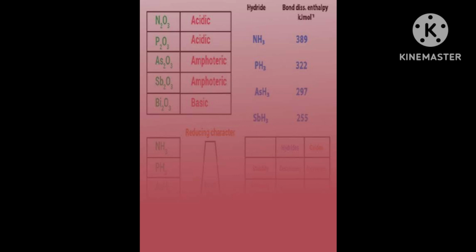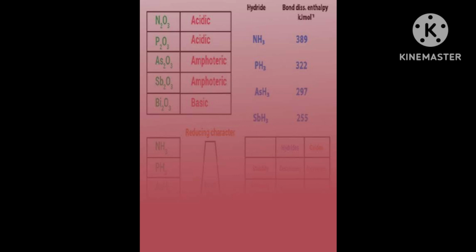This I told, the anomalous behavior of nitrogen. Now I am discussing reactivity. First I am telling about reactivity towards hydrogen. How it will react with hydrogen, what it will form, that is called reactivity towards hydrogen. All the elements of group 15 form hydrides. NH3, PH3, these are the hydrides. All the elements of group 15 form hydrides of type EH3.